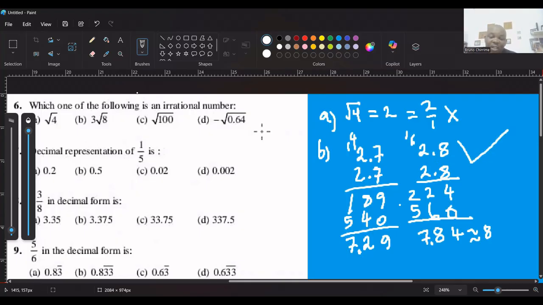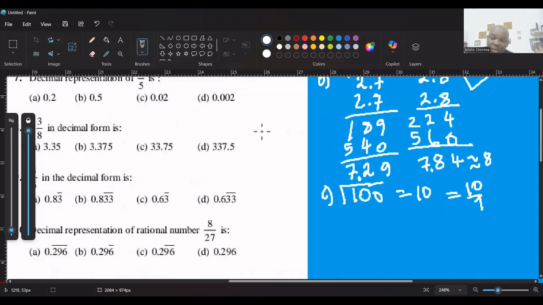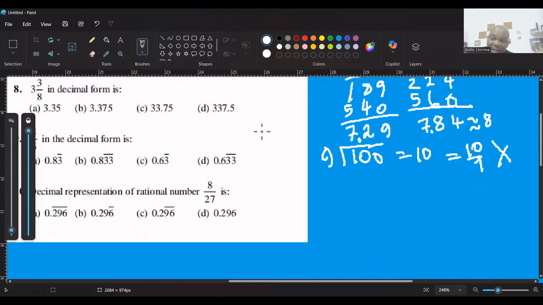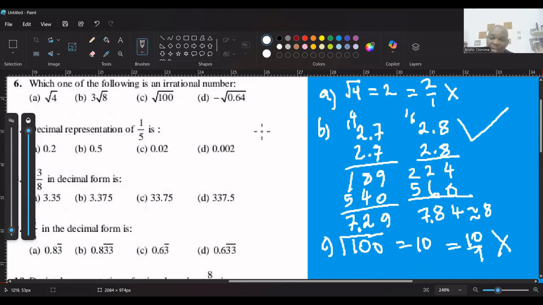Now let's check. The square root of 100 is 10, because we know that 10 times 10 is 100. So that's a square. And 10 can be written as 10 over 1. So of course, this is a rational number. So this is not part of our answers. And what do you say for A? The same thing.